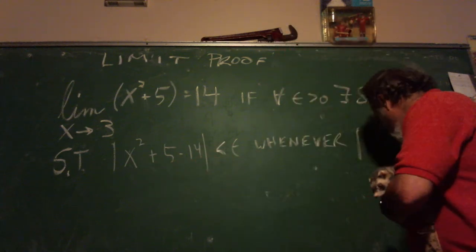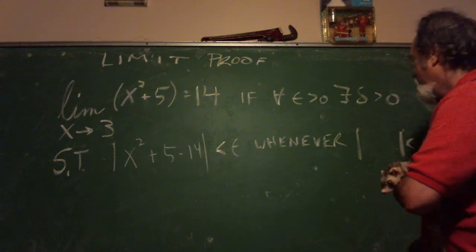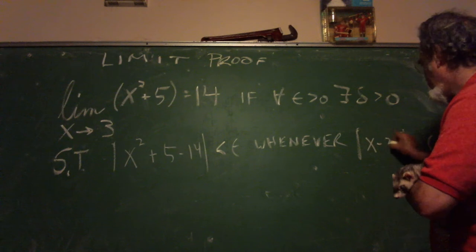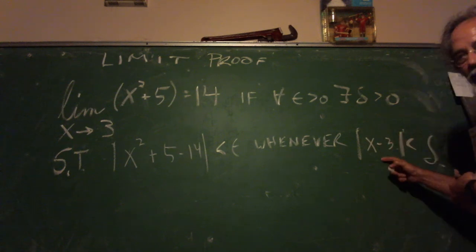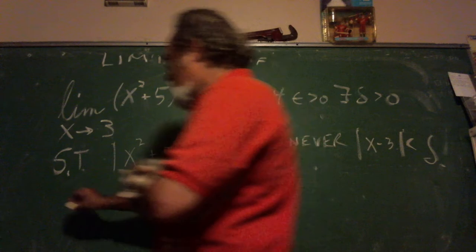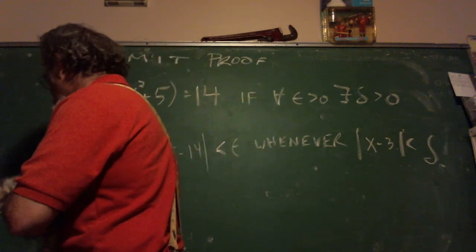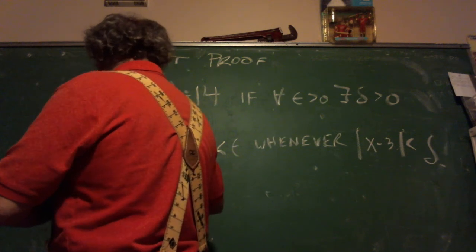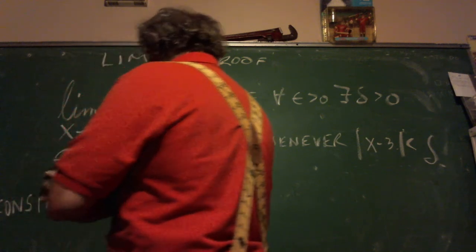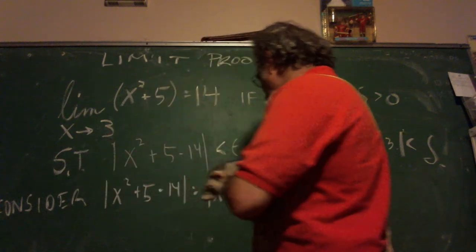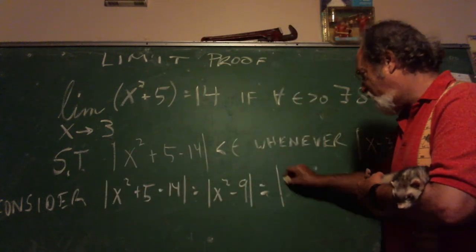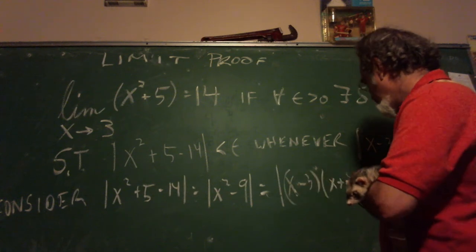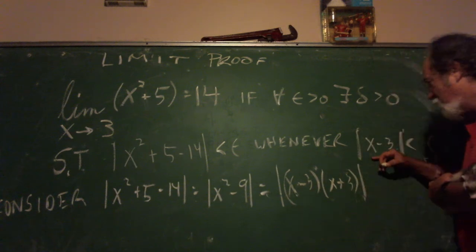Ho, ho, ho, what do you know about x squared minus 9, everybody? And then over here, it's x minus 3 less than delta. This is the part we're going to find in here. So just consider it. The absolute value of x squared plus 5 minus 14 is equal to the absolute value of x squared minus 9, which is equal to the absolute value of x minus 3 times x plus 3. We have a match, x minus 3 and x minus 3.